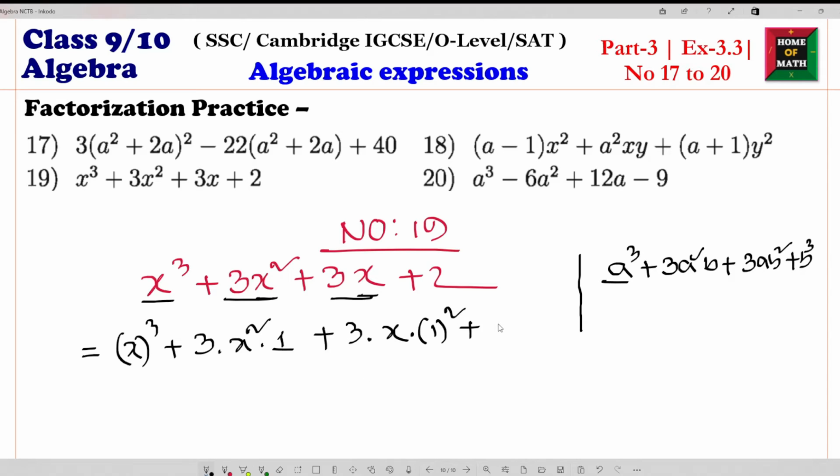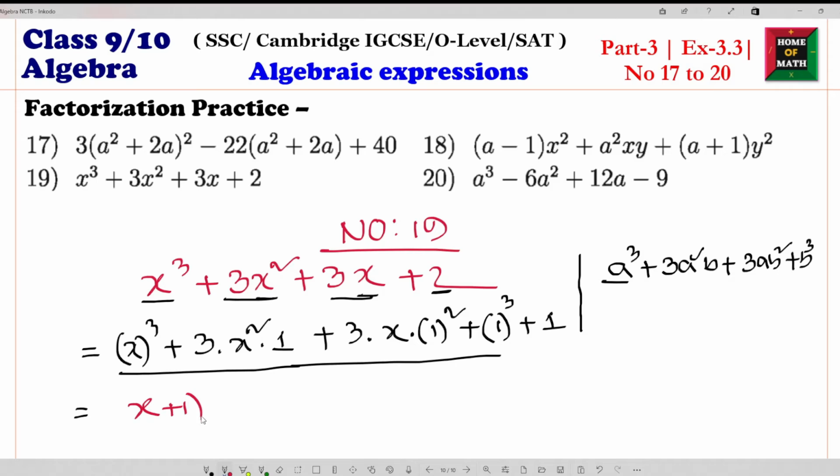So we already understand b means 1, so 1 cube. Look, here is 1 cube, but here is a 2, so we can add 1, right? So in total, this one will become x plus 1 whole cube, plus this one we can write cube. So this is the rule of a plus b whole cube.